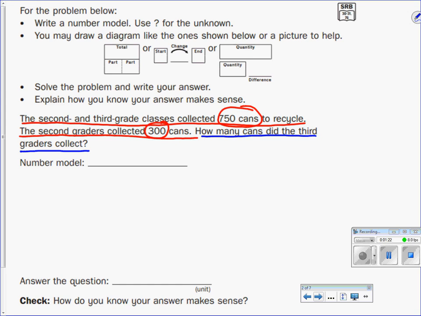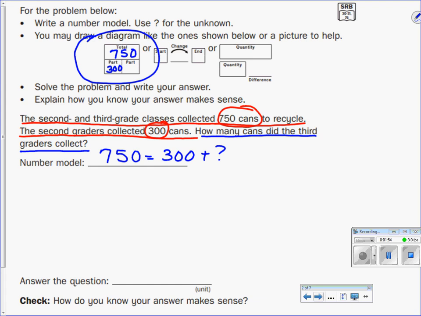we should be able to use our first one here to help us out, because we know the total, which is 750 cans, and we know one of the parts. And we know that one of the parts is 300, and that's the second grade cans. So we could put 750 is equal to 300 plus question mark. Okay, because that question mark represents the unknown of the third grade class.